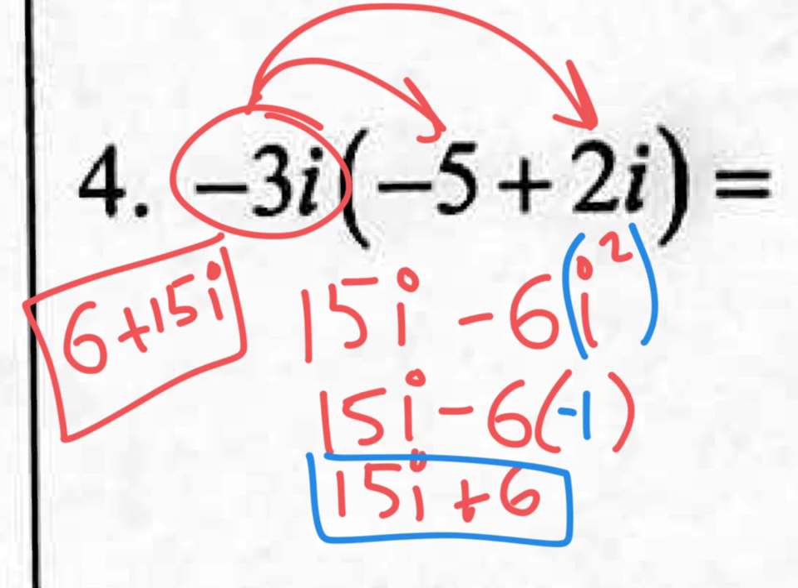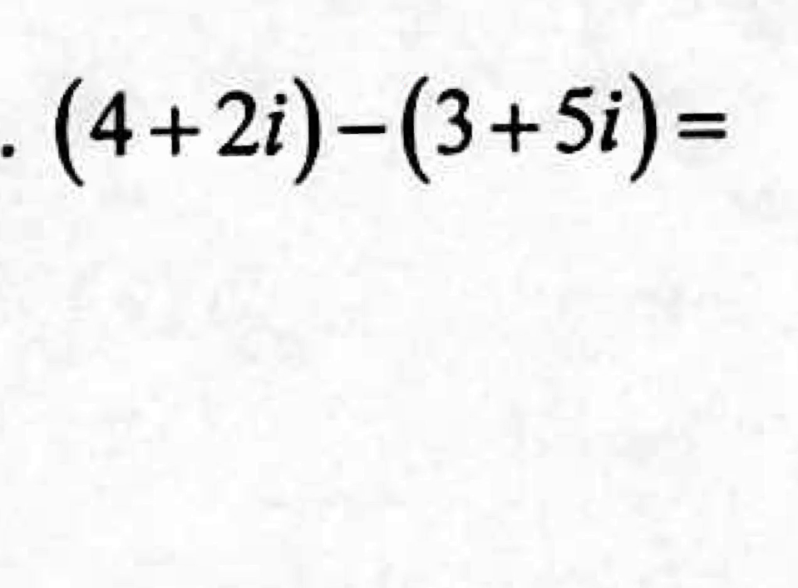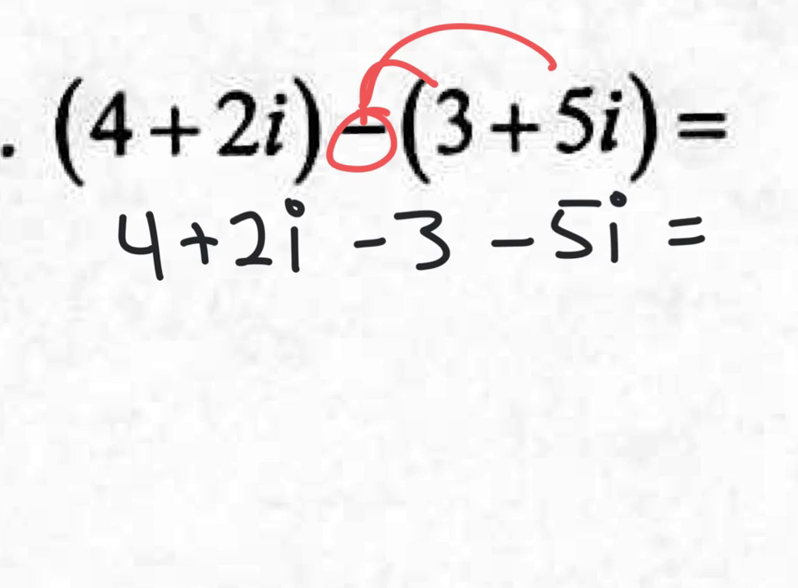Let's try number 5. Right here, we're just going to distribute the minus sign, change the sign, change the sign. So you're really going to have 4 plus 2i minus 3 minus 5i. It's just a question of combining like terms. Now we know that complex numbers have the real part first. So let's start with the real number 4 and the real number negative 3. That's really a real number 1.